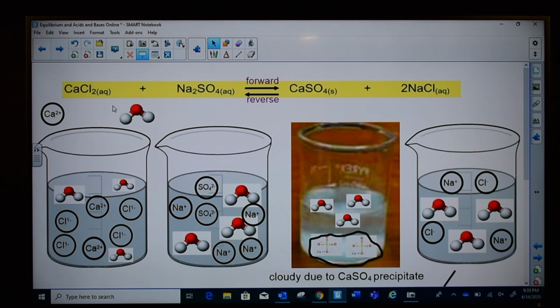In this first beaker, it's supposed to show you the calcium ions swimming around and the chloride ions swimming around, and you'll notice there's 1 calcium for every 2 chloride. And then of course these are water molecules.